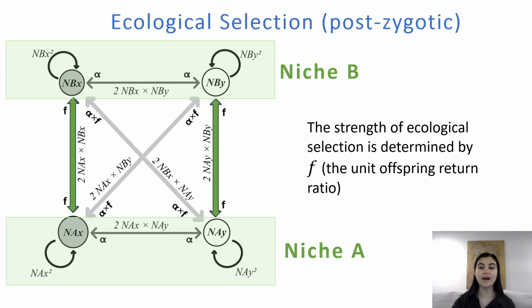So now we can break down what happened in our mathematical model during each phase of the life cycle. These top two groups belong to resource niche B, and the bottom two groups belong to resource niche A. The interaction between these two groups is determined by ecological and sexual selection. We can remember the variable f here determines the offspring return ratios, or the ratio of the offspring with the same phenotype as the parents, making them viable offspring. So the strength of ecological selection here is determined by f.